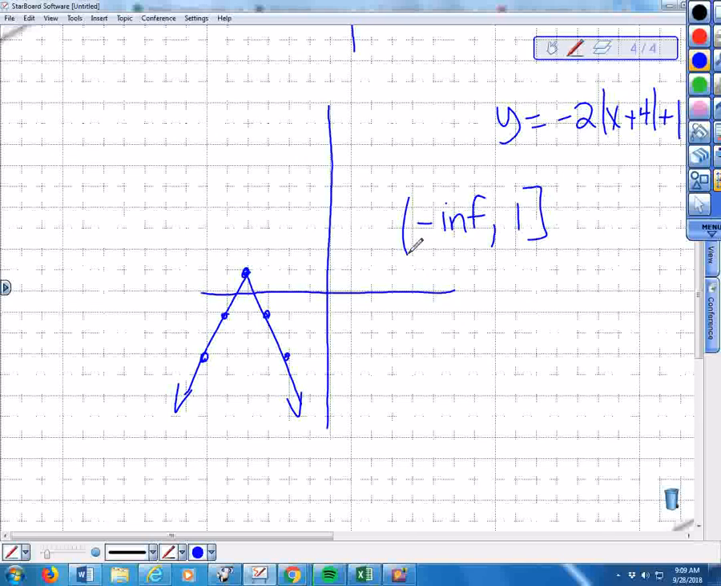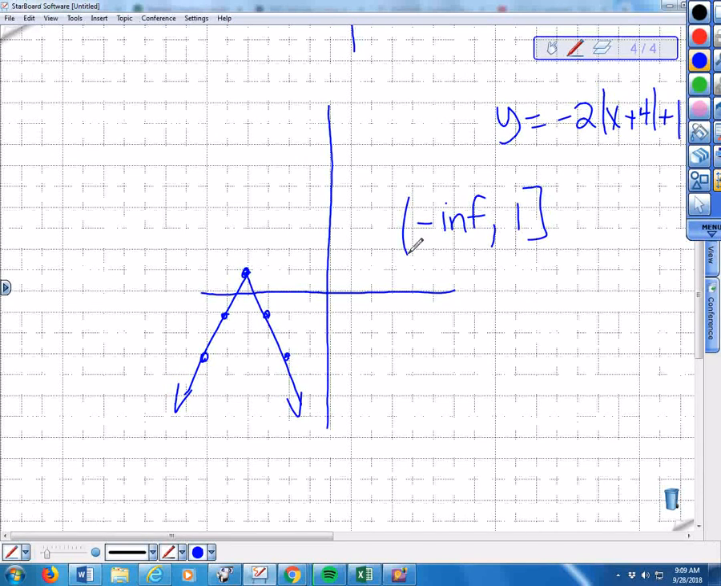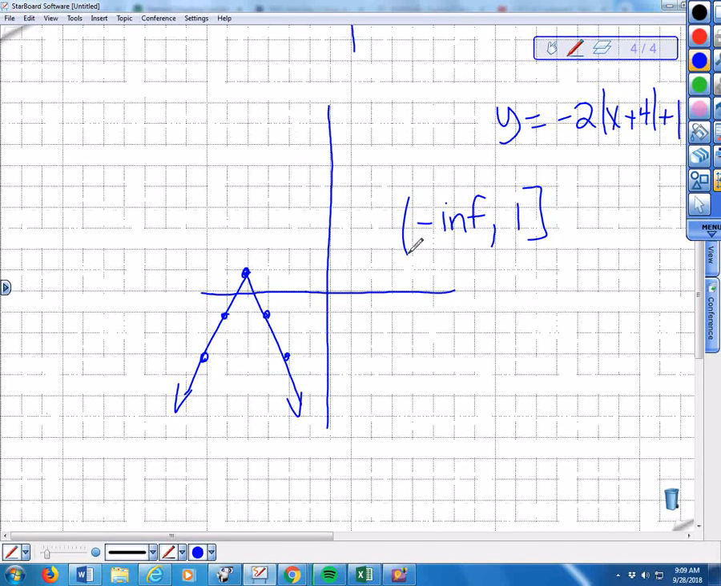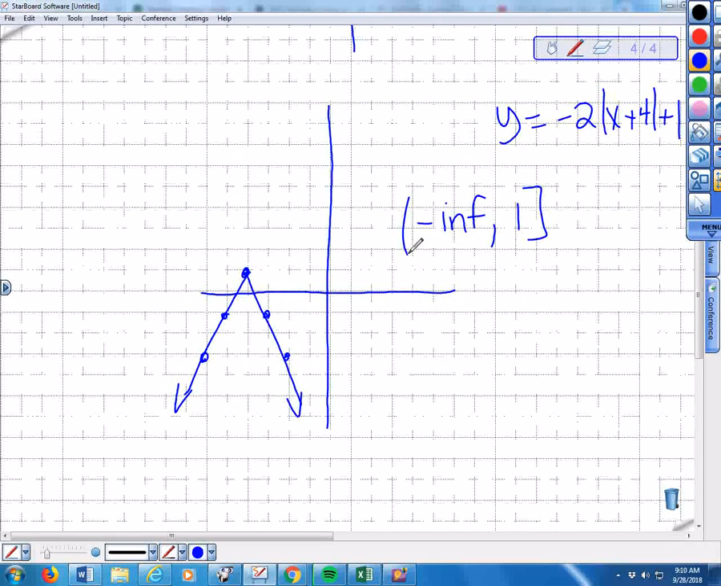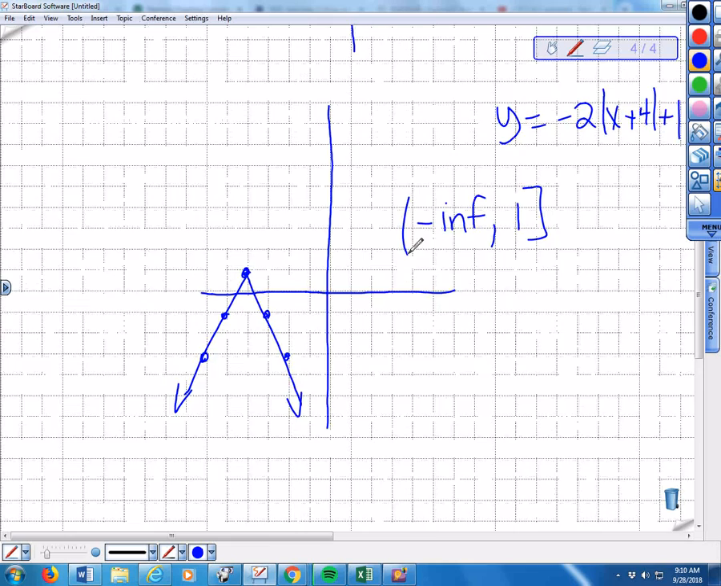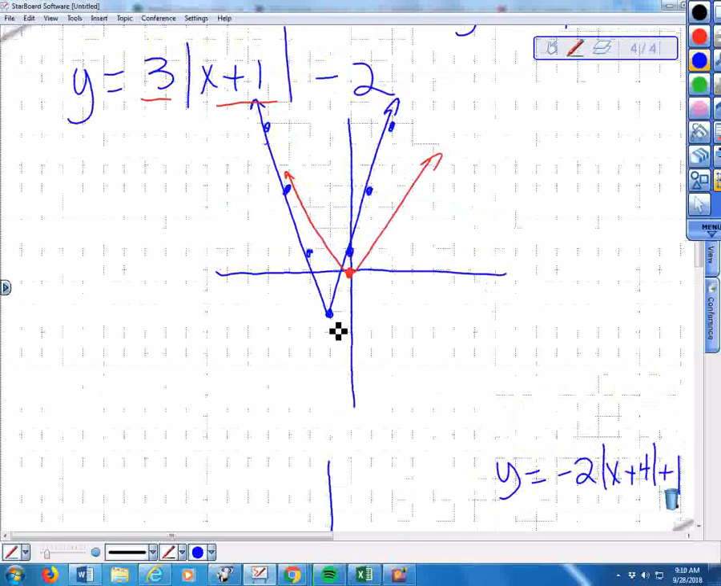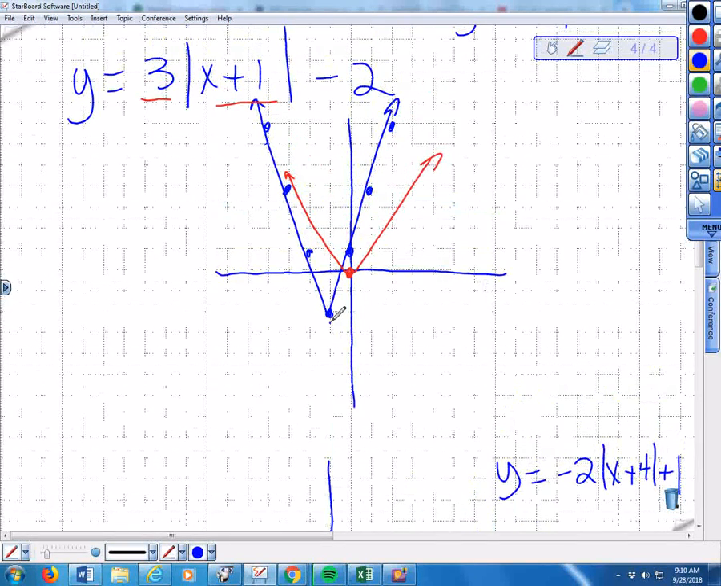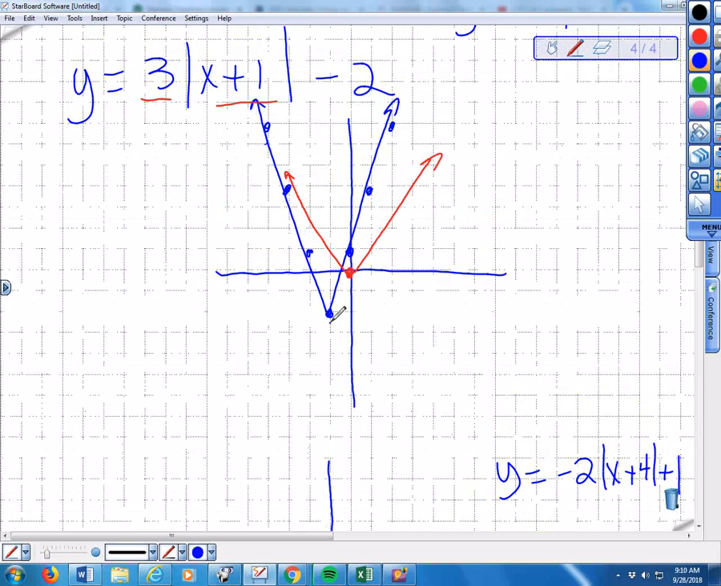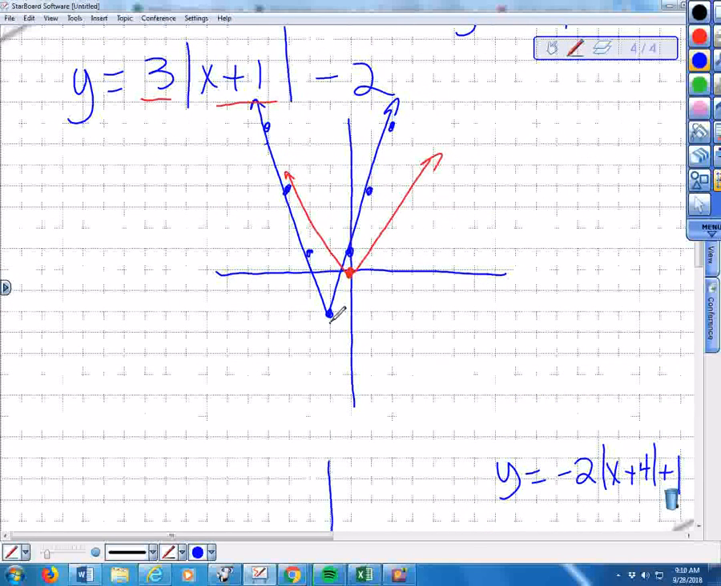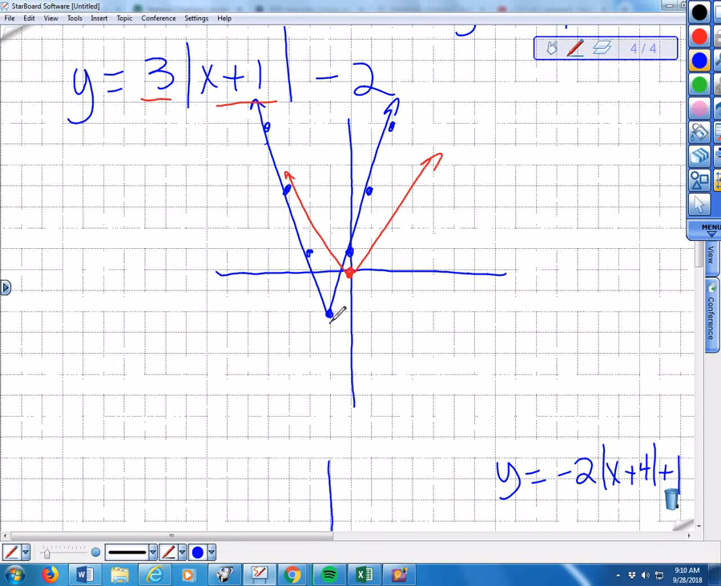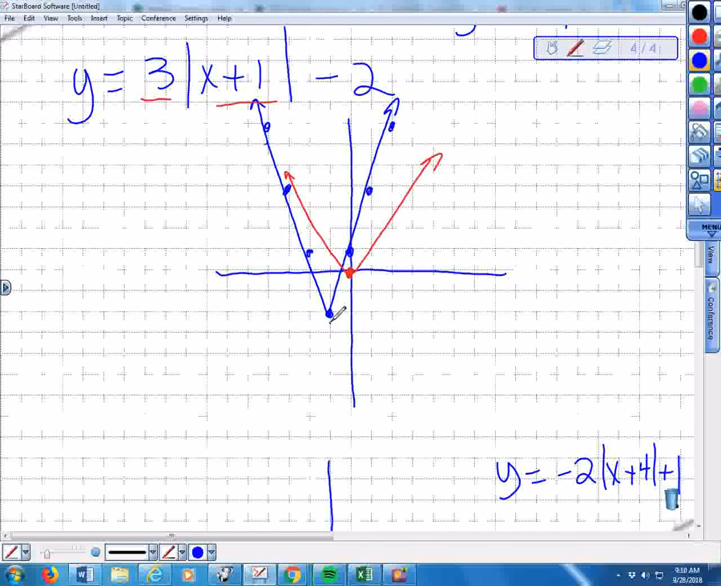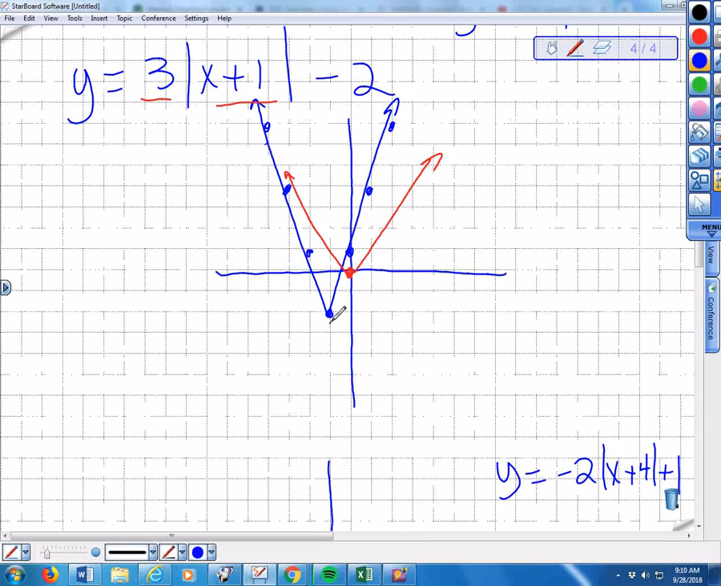Okay? So if it's going down, that point is a maximum. That point is the highest that graph's ever going to get. If it's going up, that point is a minimum. So the sign in front will tell you whether you're going to have a maximum or minimum on your graph. If it's got a positive sign in front, it's going to be a minimum. If it's got a negative sign in front, it's going to be a maximum, because everything's below it.